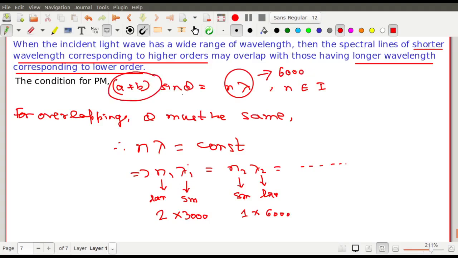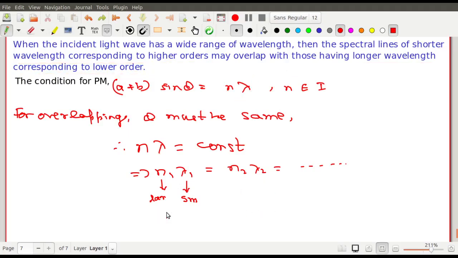This n lambda is a constant. So then you will get what? Theta same. You will have theta same. The same value of theta means overlap. So that means the 3000 angstrom in the second order can overlap with 6000 angstrom in the first order. Longer wavelength in lower order, 6000 in order 1, and shorter wavelength in higher order, 3000 in order 2. So they may coincide with each other. They can fall at the same point. And you see that this phenomenon can occur not only in the case of grating, but also in double slit, single slit, for all. So this is the diffraction with white light. This is basically white light diffraction.